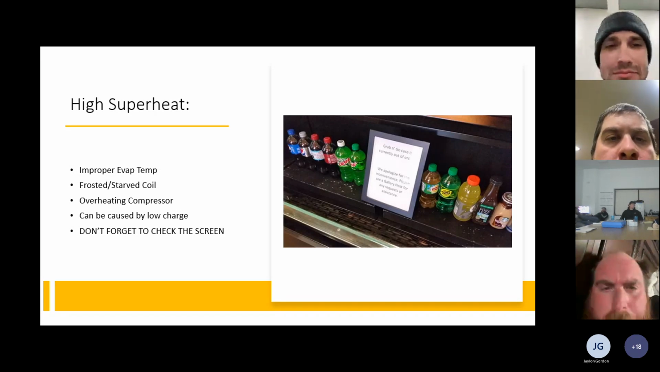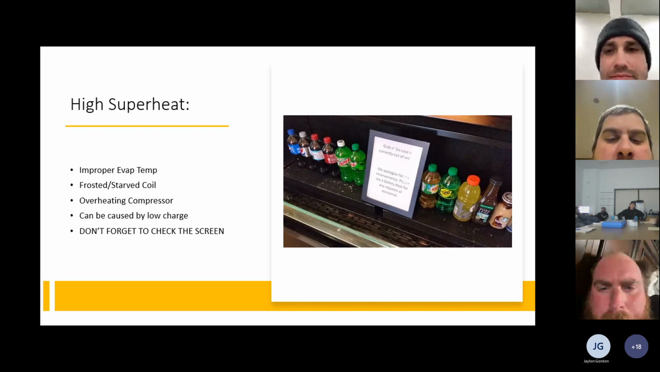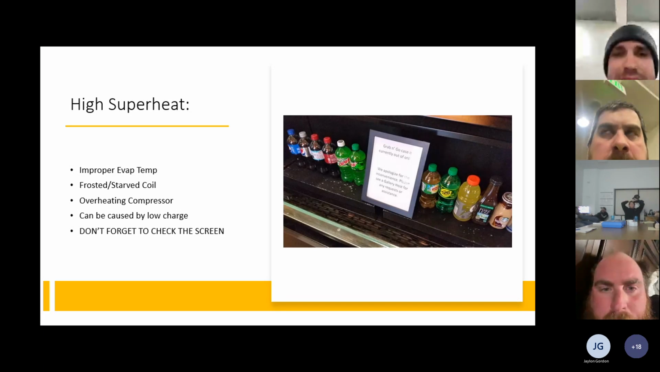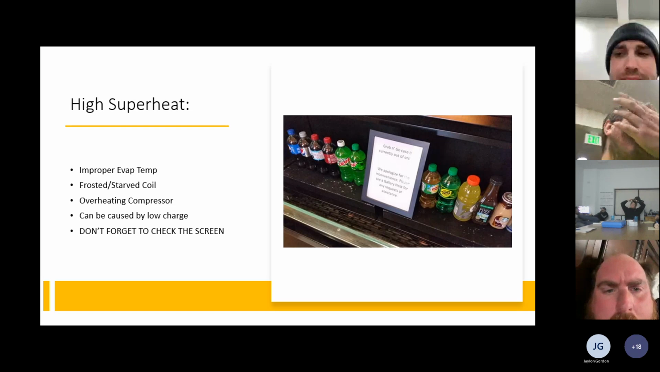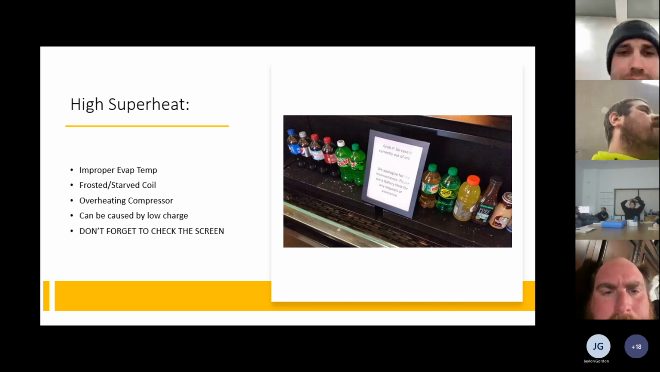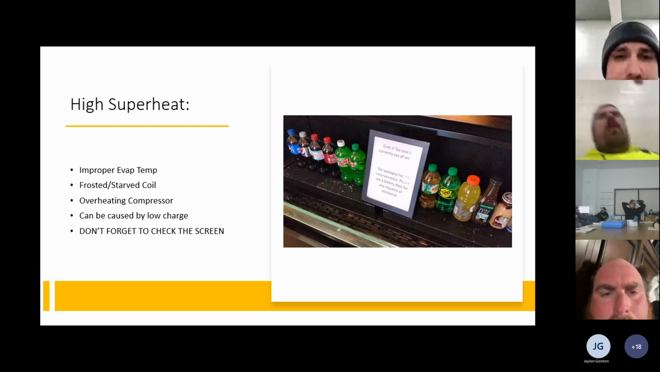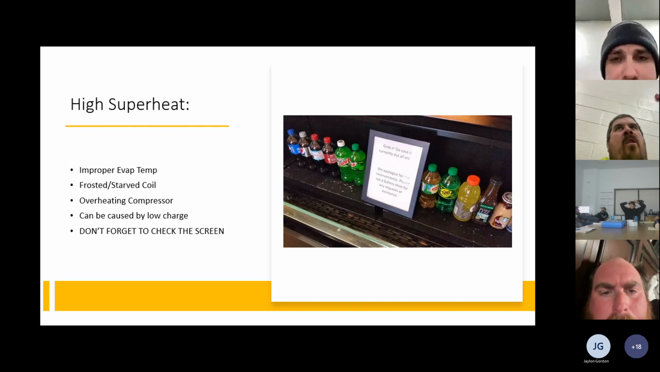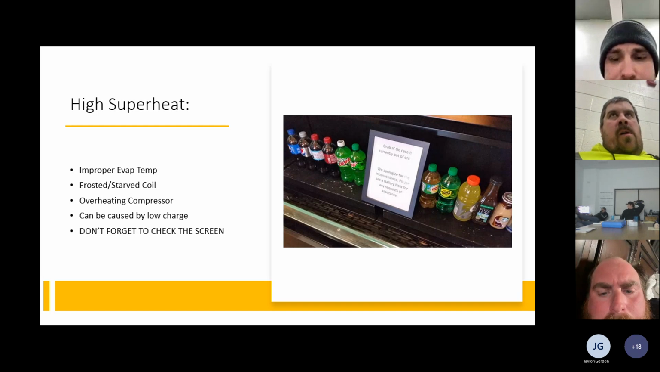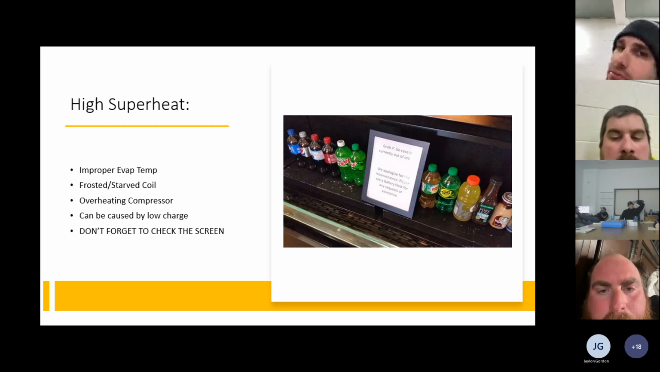We talked about high superheat, improper evap temp. Both low superheat and high superheat can cause iced up coils. The ice pattern is usually visually different. You can tell when something's starved and when something's flooded. Look at the distributor. Just because something's iced up doesn't necessarily mean it was caused by low superheat. It could have been caused by high superheat.